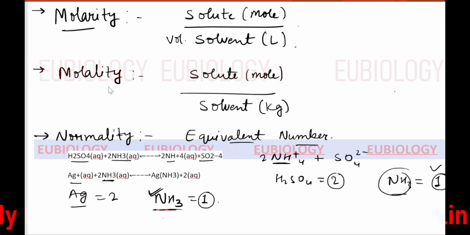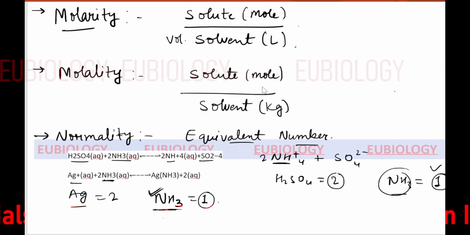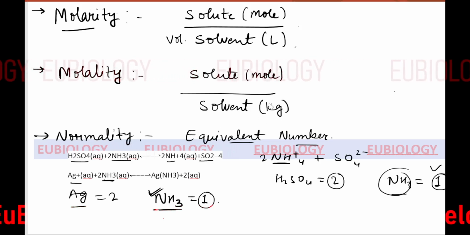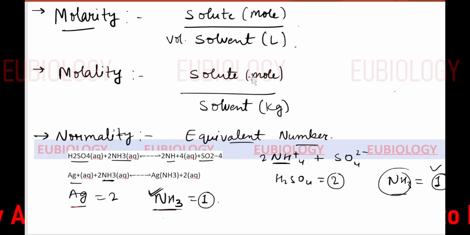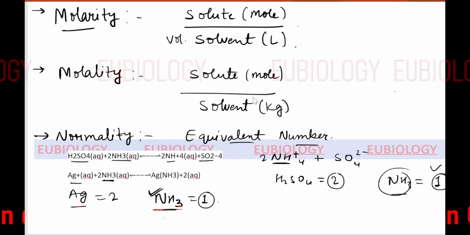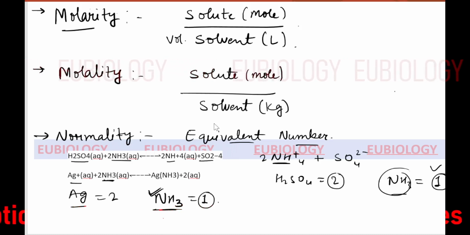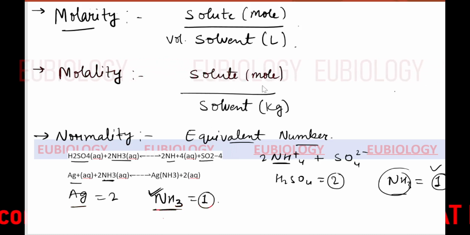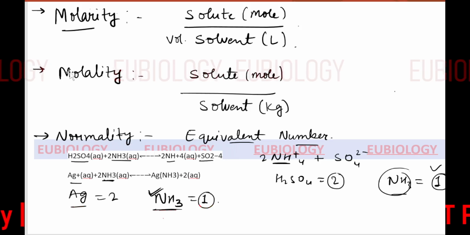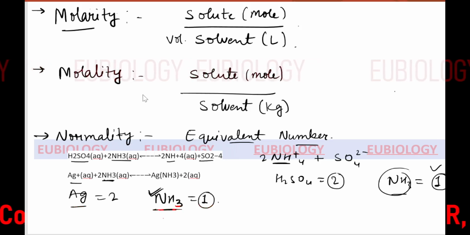So what does molality mean? Molality is the same moles of solute, but you mix them in a kg of solvent. So instead of measuring the water or solvent in liters, you have to measure it in kg, and the same moles dissolved in that kg of solvent will give you the molality.